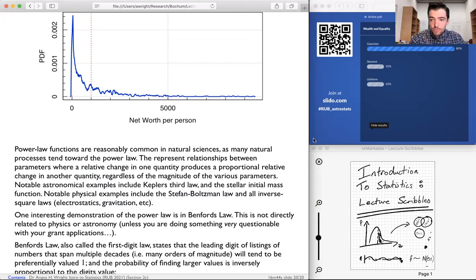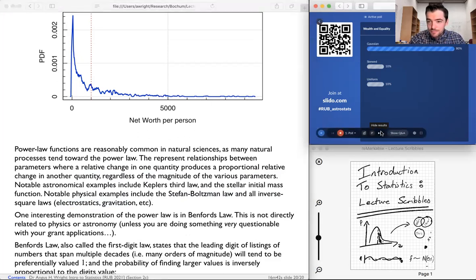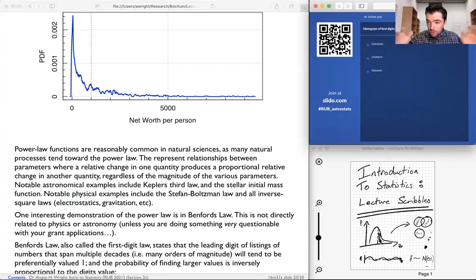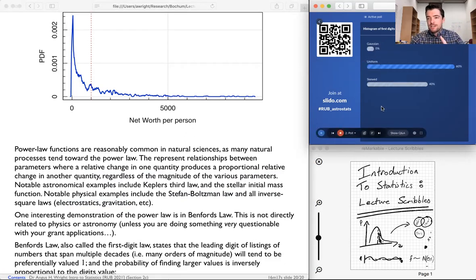And Benford's law relates to our second poll. So our second poll said, what happens if we have a histogram of a table which spans many orders of magnitude in terms of the numbers, and we just calculate the histogram of the first digit of those numbers, the first significant digit, right? Because obviously you could pad it with as many zeros as you want. The first significant digit. What is the histogram of that distribution?